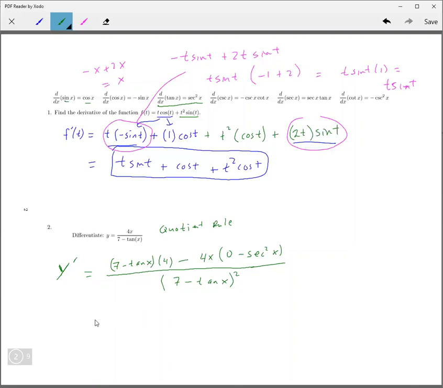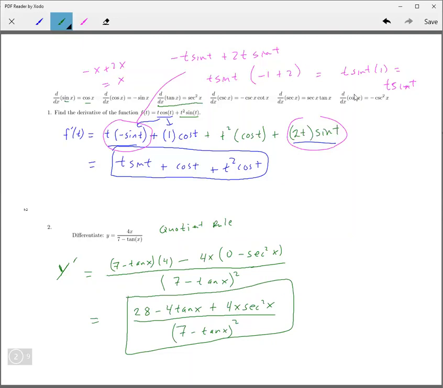Okay, now I should probably multiply everything out in the numerator, so it's not so cluttered up. So distribute the 4 in, that's 28 minus 4 tangent x. And then you have a minus and a minus. This zero goes away, so minus and minus, so that's going to be plus 4x secant squared of x, all over 7 minus tangent x, squared. Okay, and then that should work for the answer.